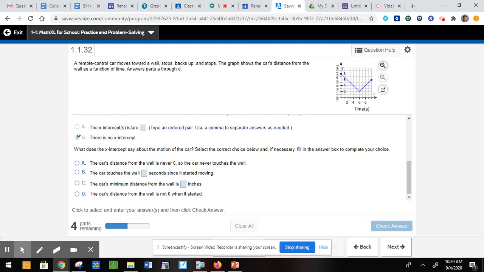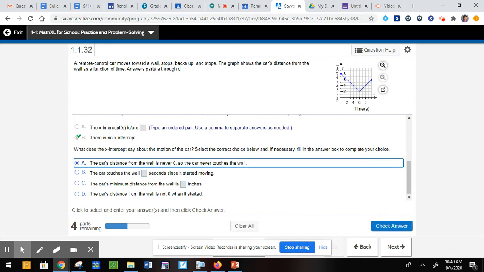What does the x-intercept say about the motion of the car? Select the correct choice below. So if the y-axis is the distance the car is from the wall, and the function never has an x-intercept, meaning it never has a point where y is 0, that means the car never touches the wall. So let's look at the answer choices. A says the car's distance from the wall is never 0, so the car never touches the wall. That sounds like what I just said. So I'm going to hit A.